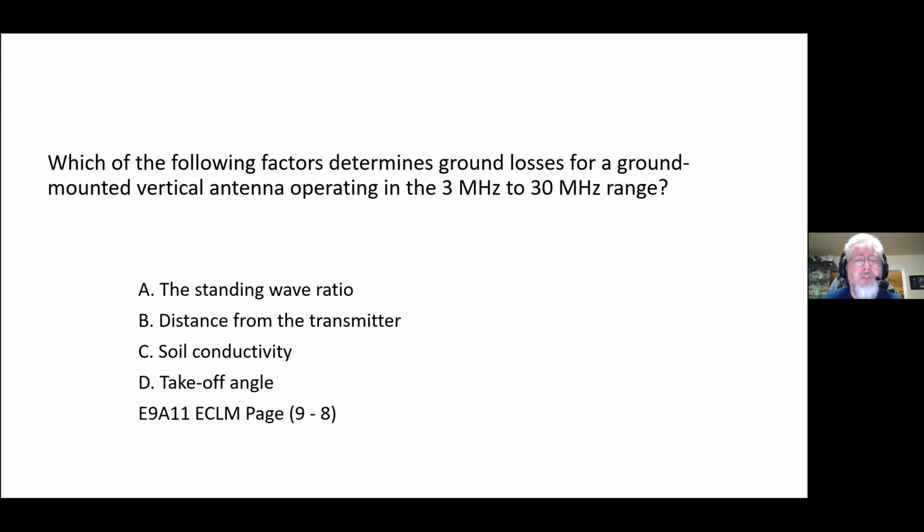Which of the following factors determines ground losses for a ground-mounted vertical antenna operating in the 3 MHz to 30 MHz range? A, the standing wave ratio. B, distance from the transmitter. C, soil conductivity. Or D, takeoff angle. Charlie is correct. Soil conductivity.